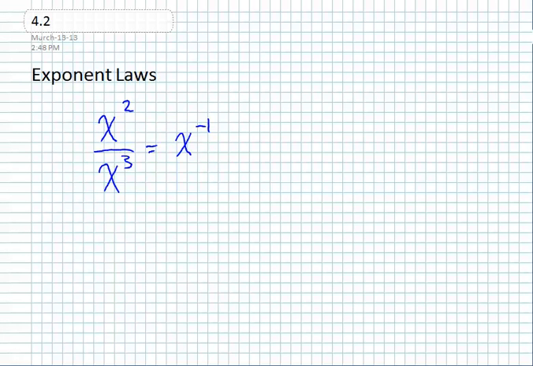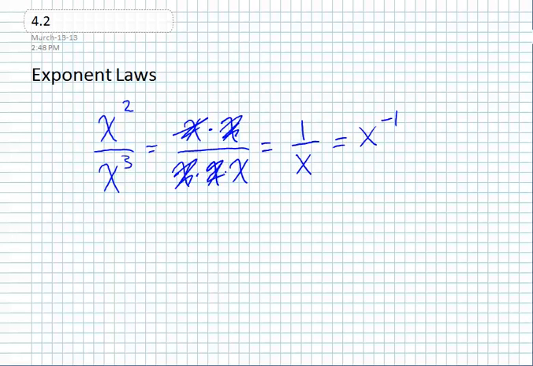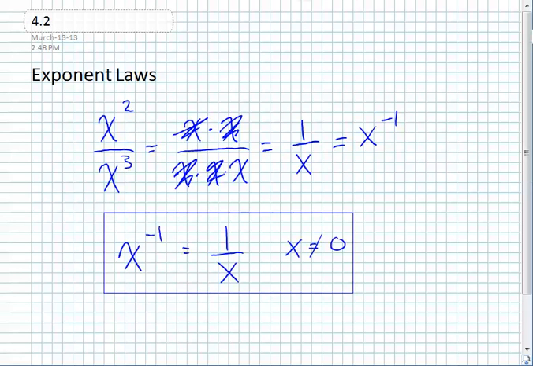But what does a negative 1 mean? Well, let's go back and expand this out instead. And this is actually what it means. X times x divided by x times x times x. Same thing as last time. Let's just cancel out those two x's there and these two x's there. And what am I left with but 1 over x? In other words, x to the power of negative 1 means 1 divided by x. Okay, in other words, it just means take the reciprocal.